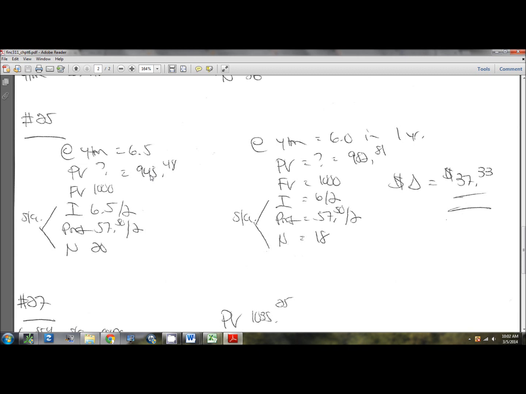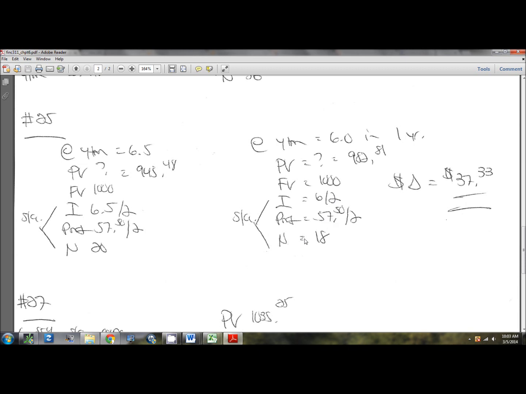Okay? And then the problem tells you that 1 year later, the yield to maturity changes to 6. So in 1 year, the yield to maturity falls to 6. Then you simply redo the inputs according to these changes, and you knock out the price again. So the inputs: future value is 1,000. Yield to maturity is now 6, but it still has to be semi-annual, so that's 6 divided by 2, which is 3. The payment doesn't change. It's still going to be $28.75.